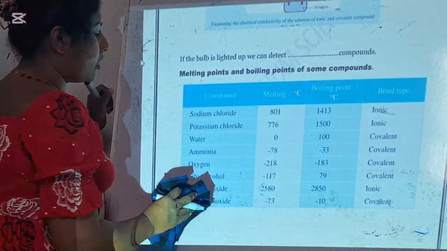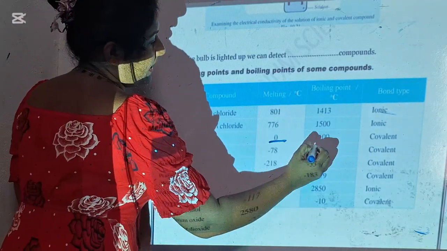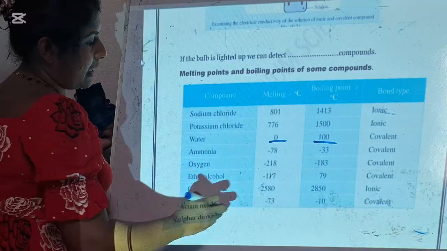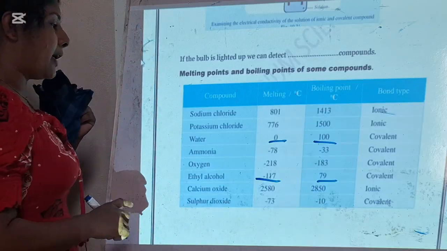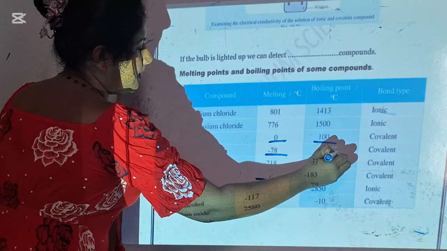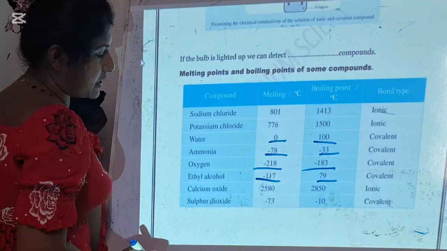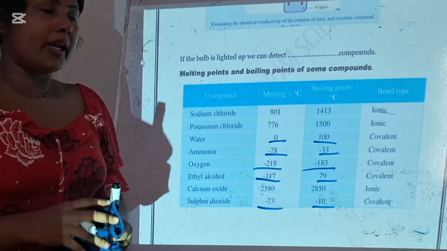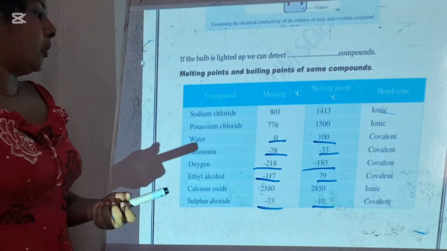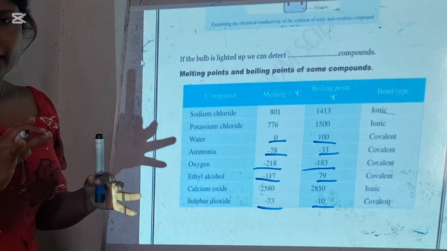Then next one, look at water, then ethyl alcohol, as well as ammonia, then oxygen, sulfur dioxide. Their melting points and boiling points are very low.